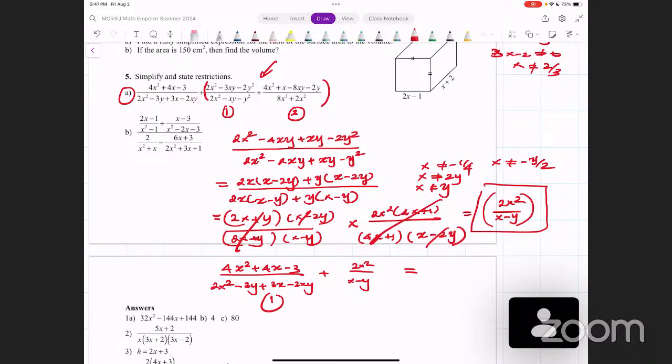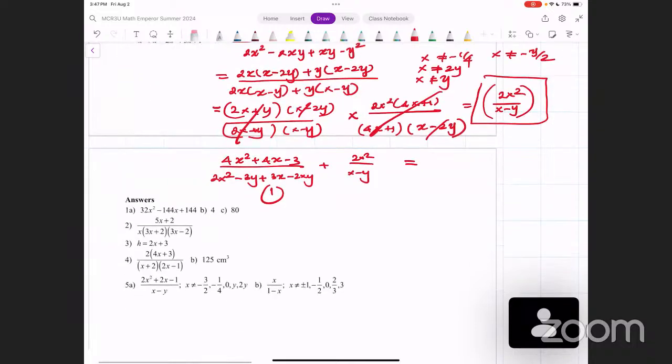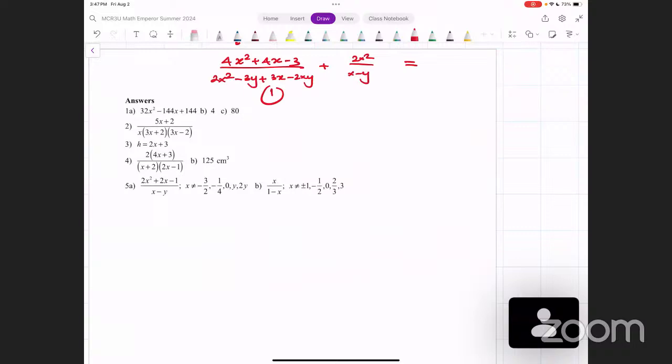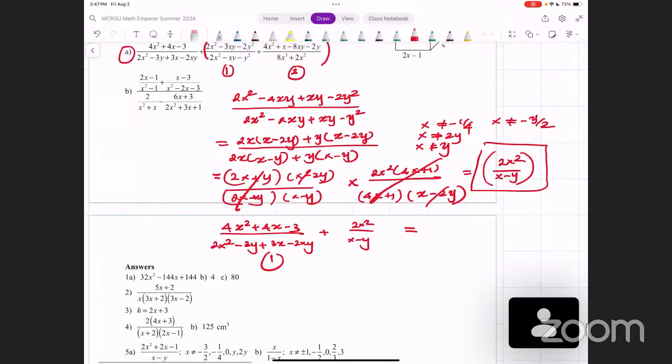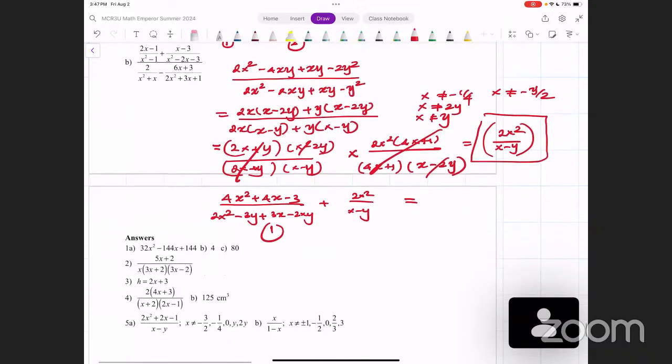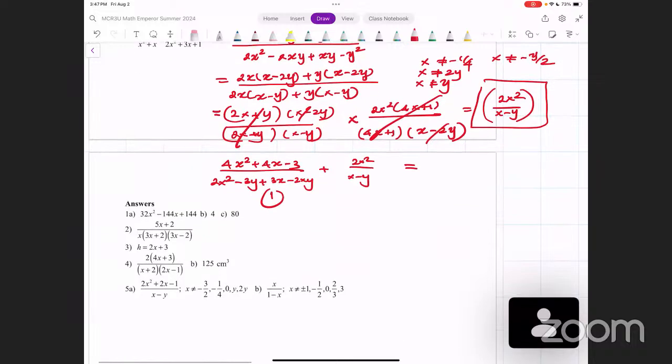Okay, so you cancel that, that's correct. So you got 2x squared, x minus y, 2x squared plus 2x. Okay, so let's go back to see if you got the final answer right. Question number 5. Question number 5A. Oh, I'm just looking at it, 5A. x minus 5 is correct. Yes, that's right. So you're good with that factoring.